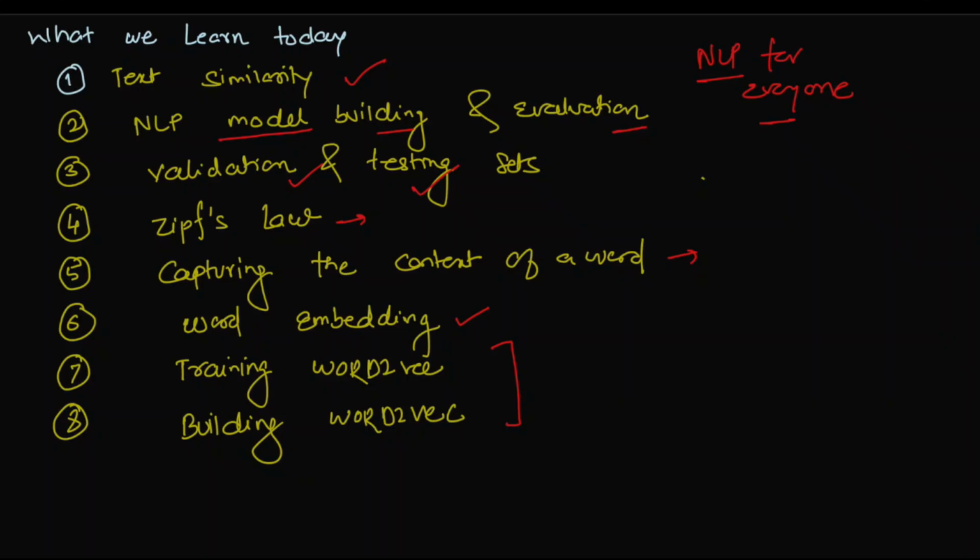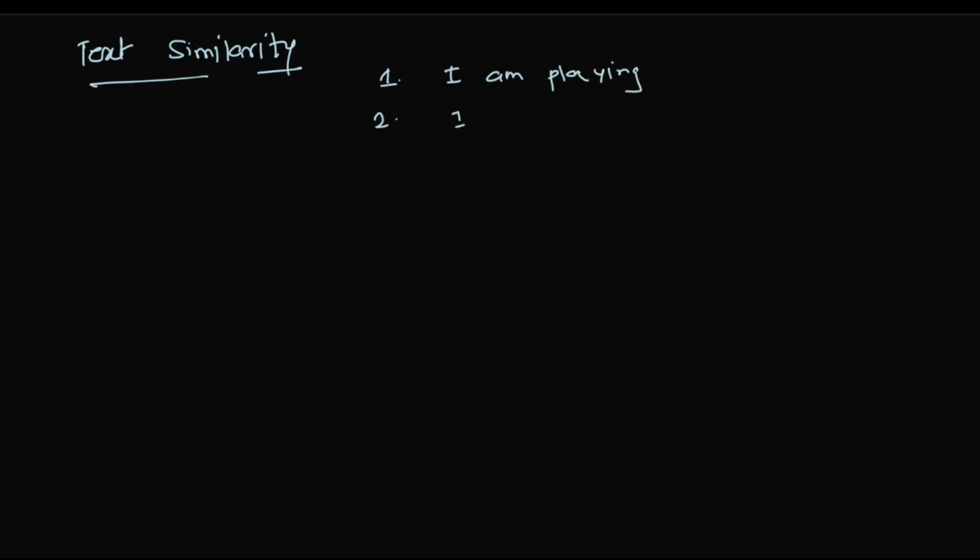Let's move to the first point, that is text similarity. Now how can we do text similarity? Let me write down the headline here, the text similarity. So first of all, what is text similarity? Let's say there are two sentences. The first sentence, I'm playing, right? And the second sentence, maybe I'm watching. I'm taking a very simple example, right? Let's say these are the two sentences. So I want to see how these two sentences are similar to each other.